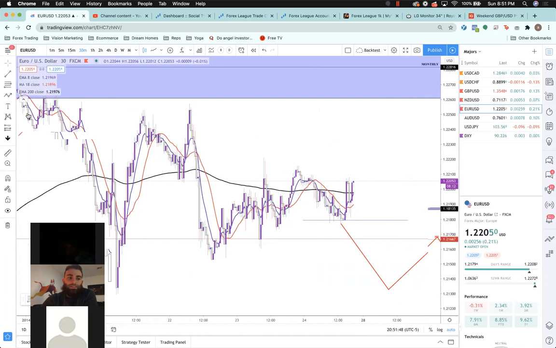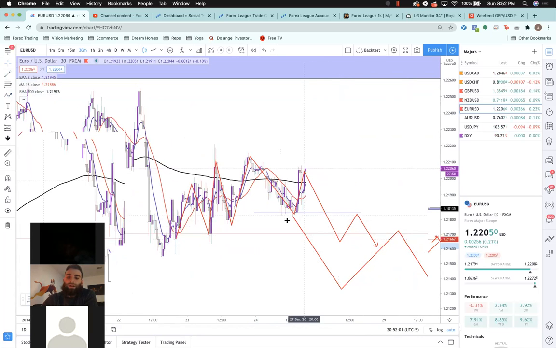If we were to run through that same little example that I just did and do it on the 30-minute, this is the structure that we're looking at right here. So this would have to happen to sell. That would have to happen to sell. We're not selling here. This would have to happen to sell.